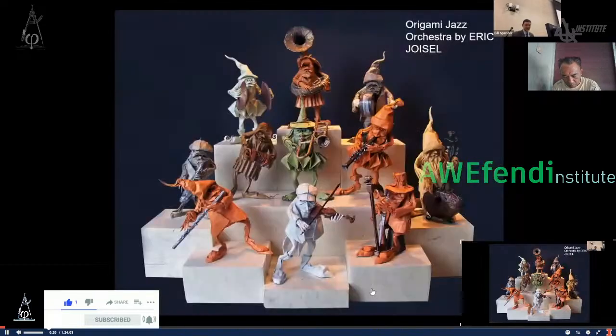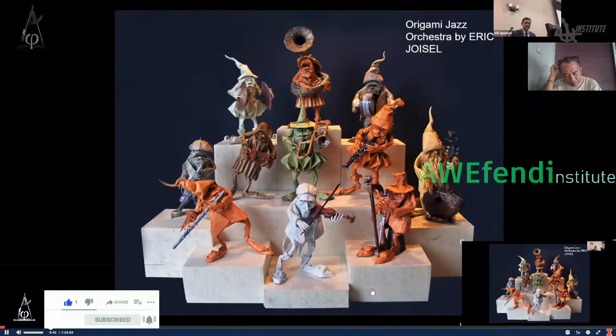I will go back to origami as art. This is one of my favorite pieces of origami. This is the orchestra by Eric Joisel. If you count, there are 11 musicians, and here there are 22 pieces of paper folding on.